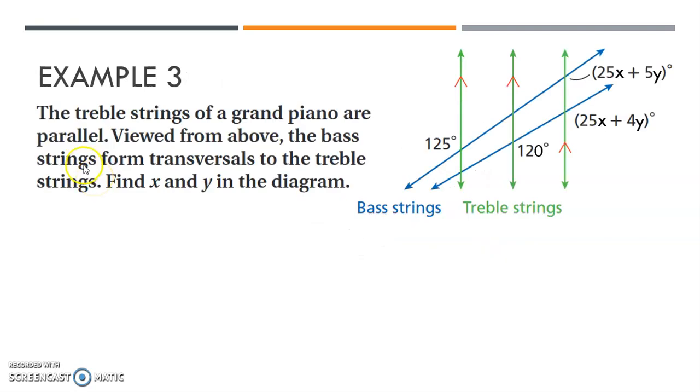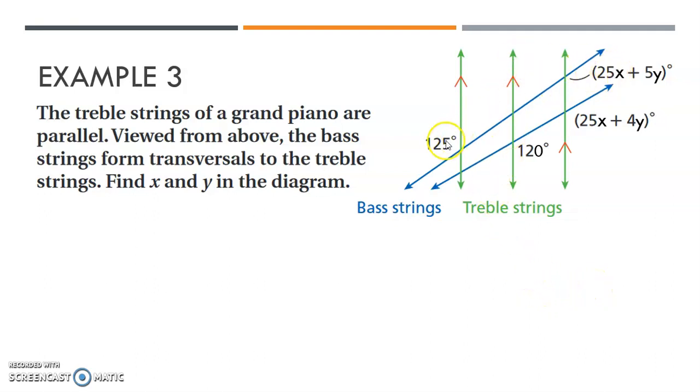Example 3 is specifically for our honor students, but everyone should watch this. It says the treble strings of a grand piano are parallel. Viewed from above, the bass strings form transversals to the treble strings. Find x and y in the diagram. Notice our treble strings are in green, our bass strings are in blue. And the interesting thing is that we have 3 parallel lines. But don't worry, we can just ignore the line that we don't need at any given time.